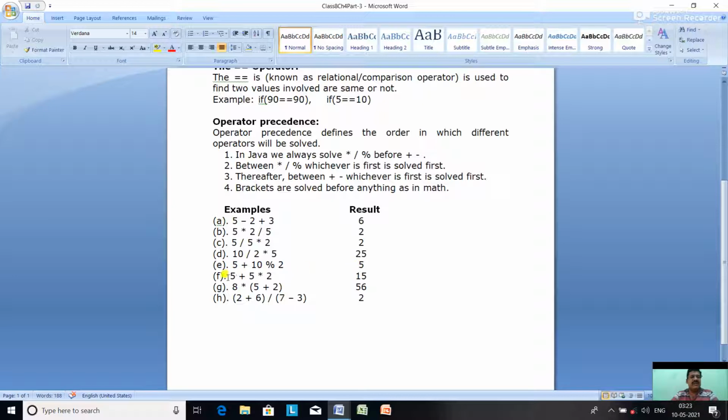Now next is 5 plus 5 into 2. The plus and asterisk, which has more priority? Asterisk has more priority. First, what will be done? First 5 into 2 is 10, and 10 plus 5 is 15.